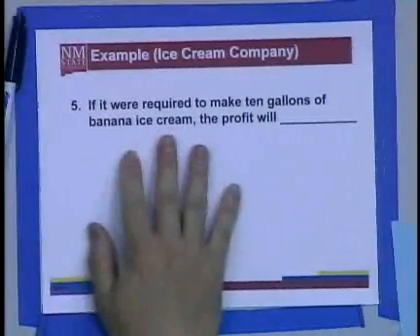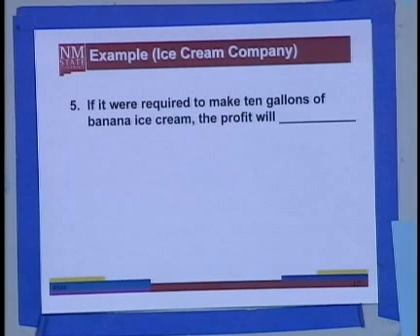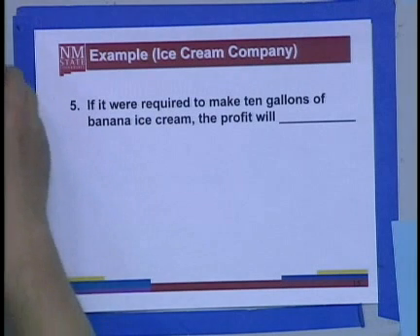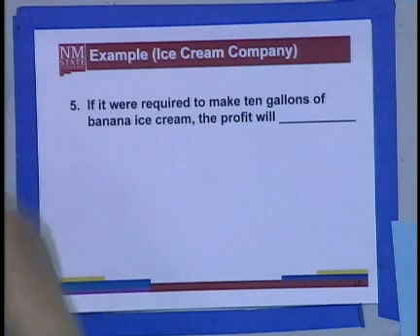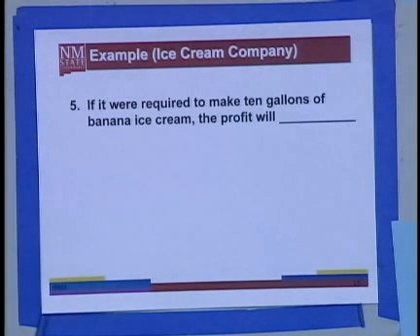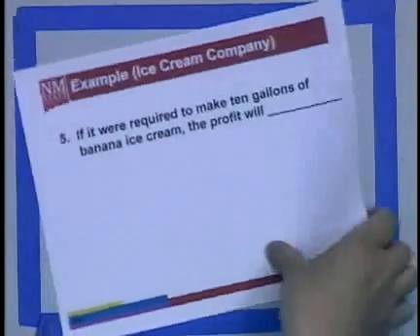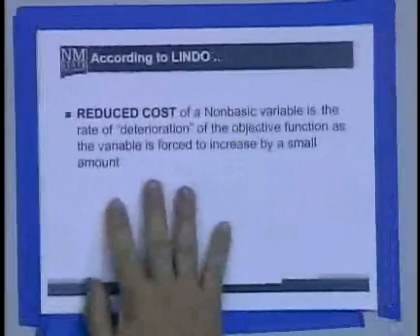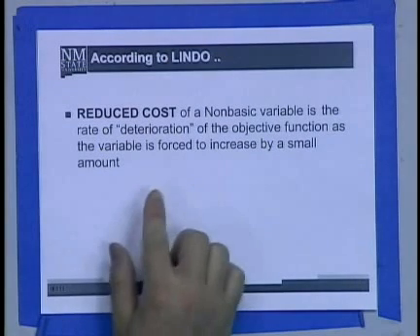Okay, next, number 5. If it were required to make 10 gallons of banana ice cream, what will be the cost in doing that? To answer this question, what information do you need to look at? Reduced cost, that's correct. What is the reduced cost?